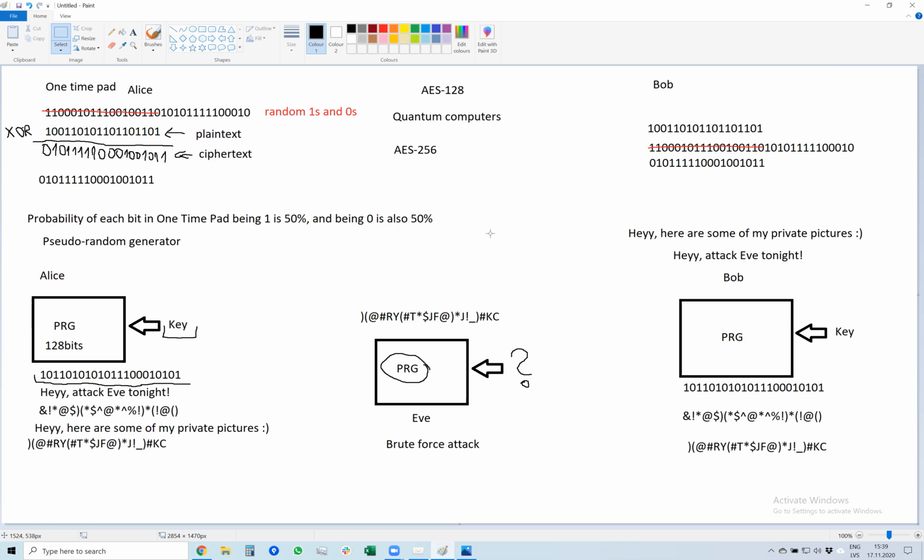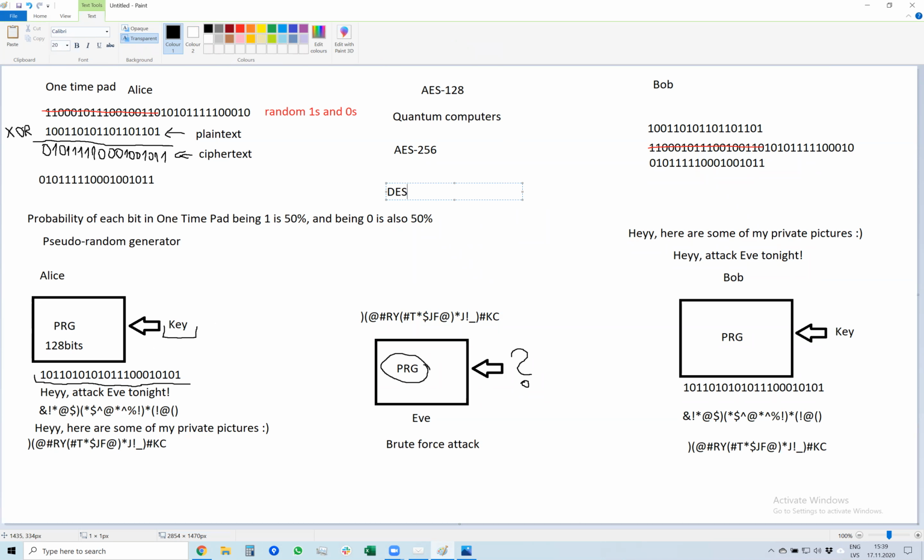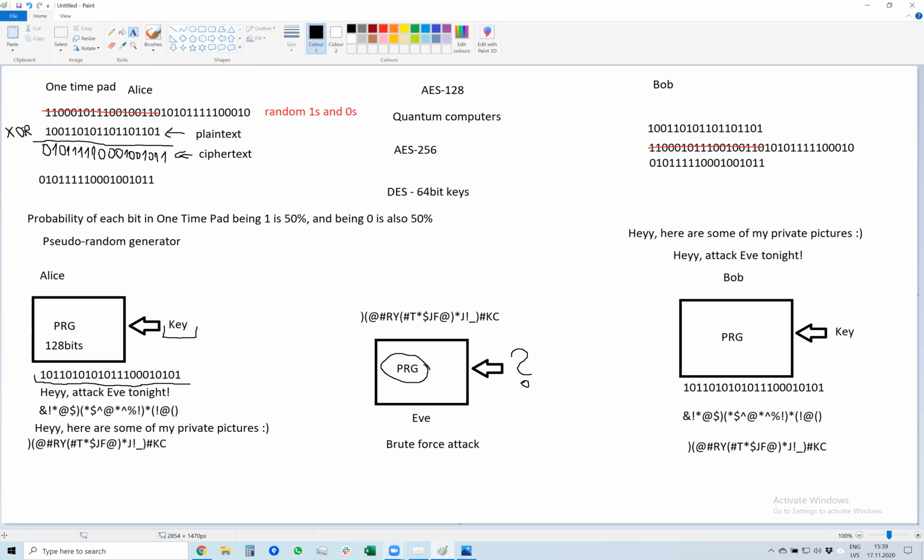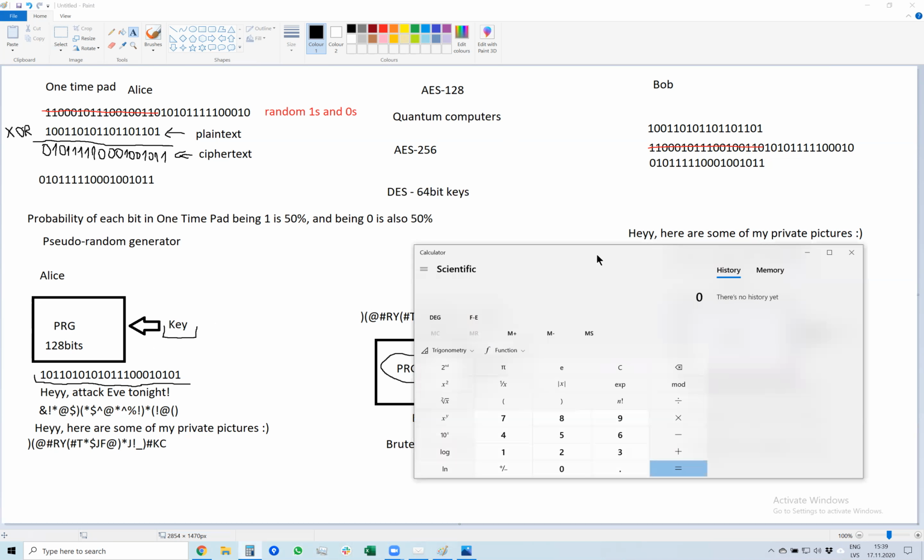Okay. So now this is the size of the key. There are older algorithms, like for example, DES was a good algorithm, but it has only 64-bit keys. Let's run the same analysis on 64 bits. Maybe you think that 64 bits is a big number. Let's just check it out. 2 to the power of 64 is this.